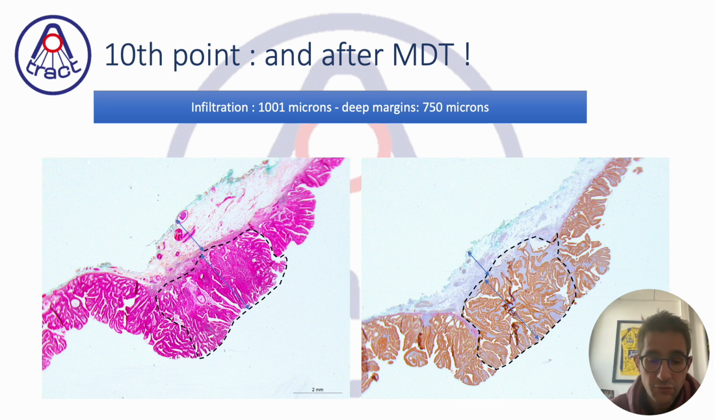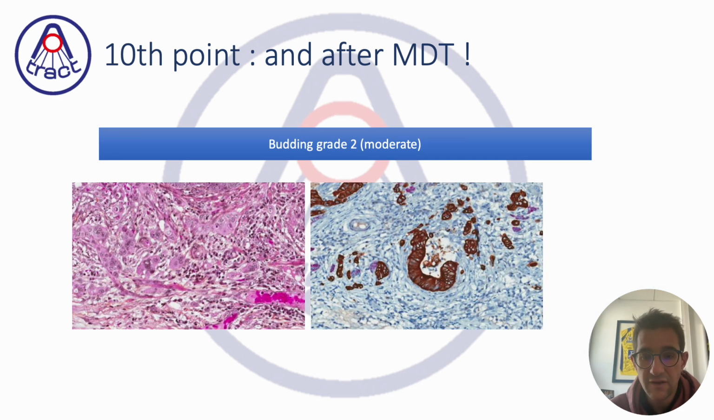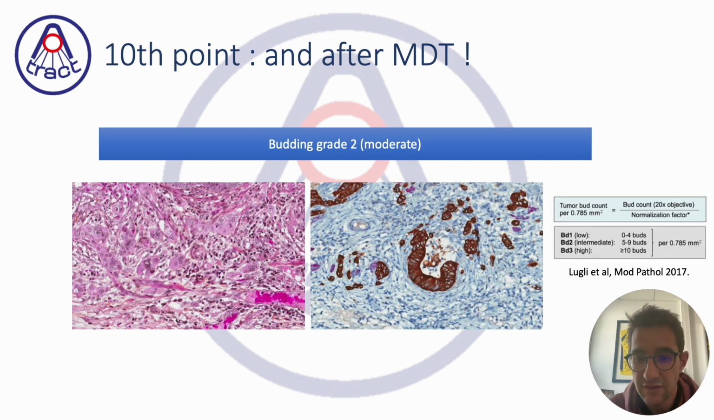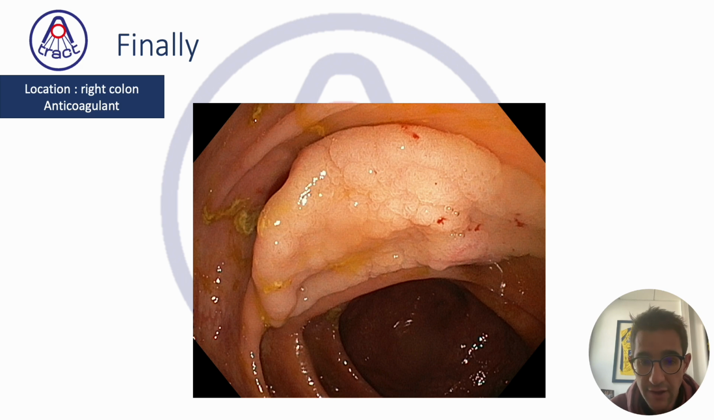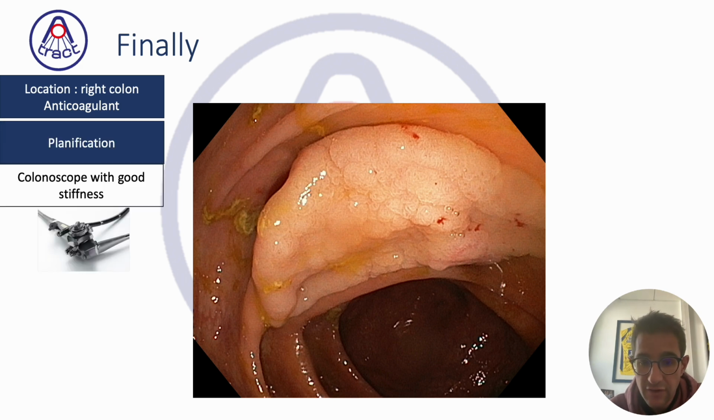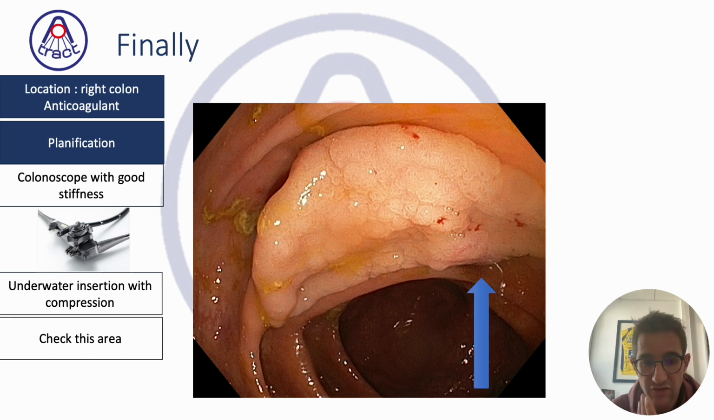At this point, we could think that resection can be considered curative with this kind of deep submucosal invasion, which is relatively small compared to the threshold. But in this case, the budding was significant with a grade 2 budding, and finally the patient was sent for surgery. So finally, it was a lesion of the right colon with anticoagulant. We chose a colonoscope with good stiffness to be relatively well placed and with good maneuverability in the right colon. We did underwater insertion with compression.